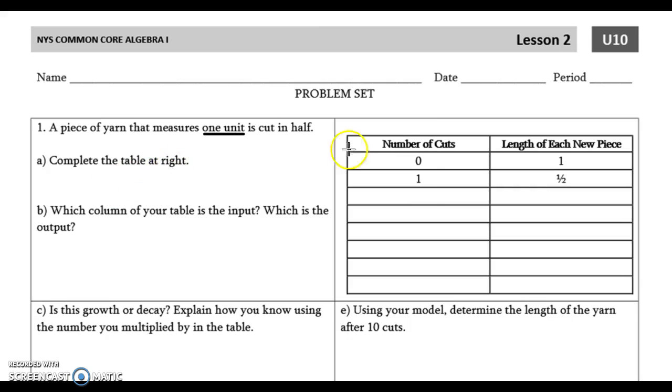It asks us to complete the table at right, so we're going to have to fill in the numbers here, and I would like you to fill in 2, 3, 4, 5, etc. using positive integers, and just try to figure out the length of each new piece. I'll pause the video, and I'll let you try that.